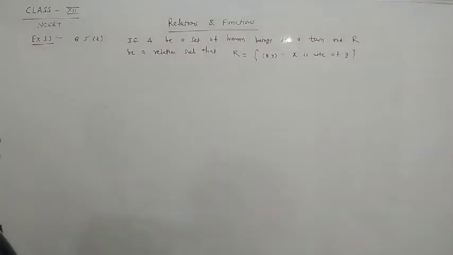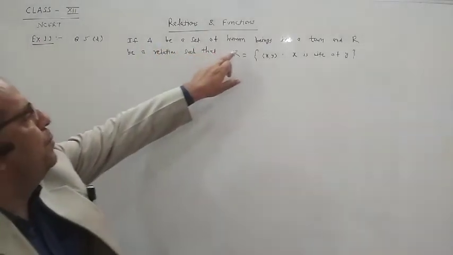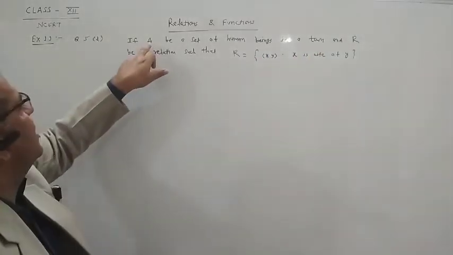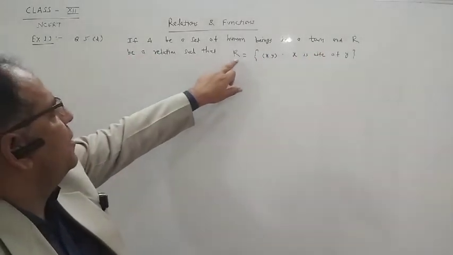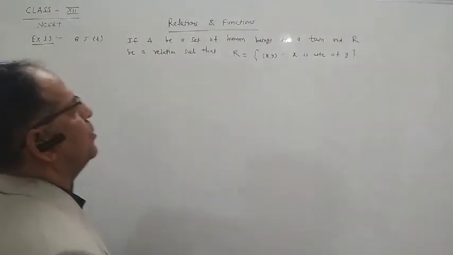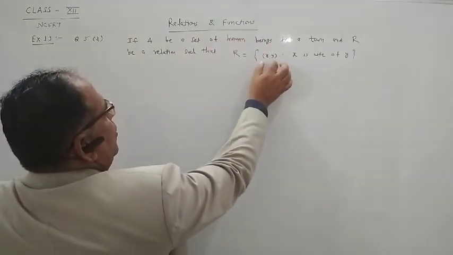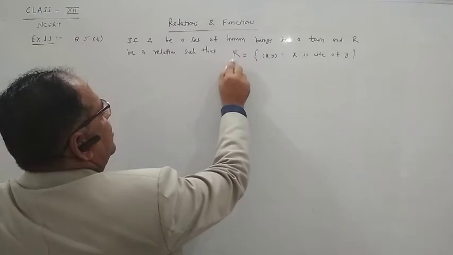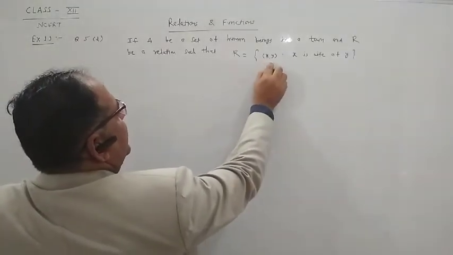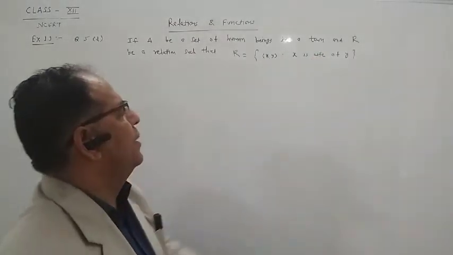Now I am taking one more problem based on relation and function. Let A be a set of human beings in a town and R a relation defined on set A in such a way that R equals the ordered pairs (x, y) where x is the wife of y. So from the set of human beings we take a relation R in which only those ordered pairs are elements of R in which x is the wife of y.